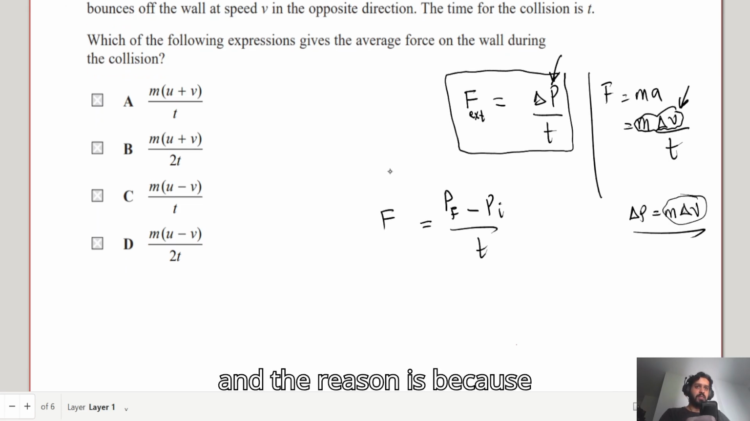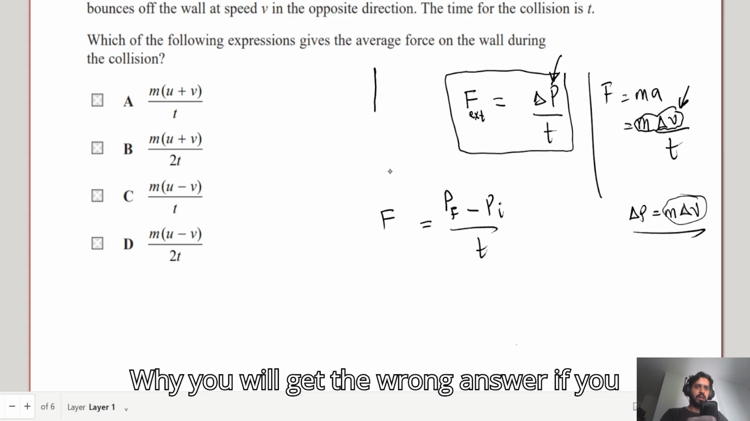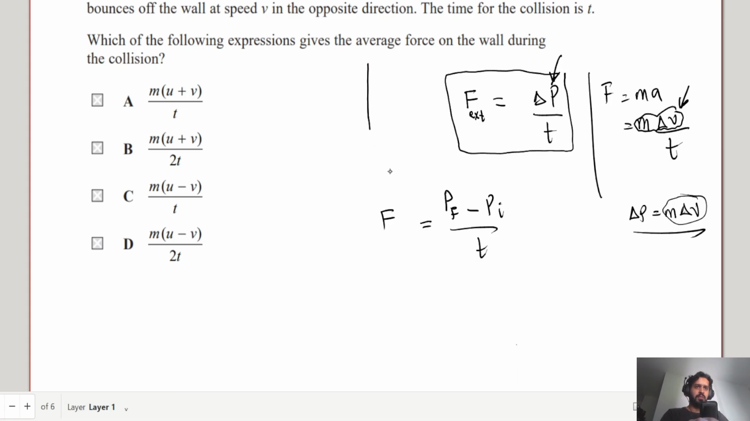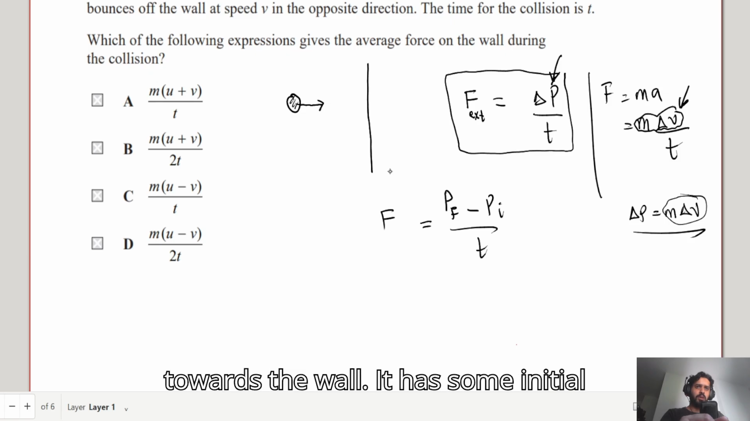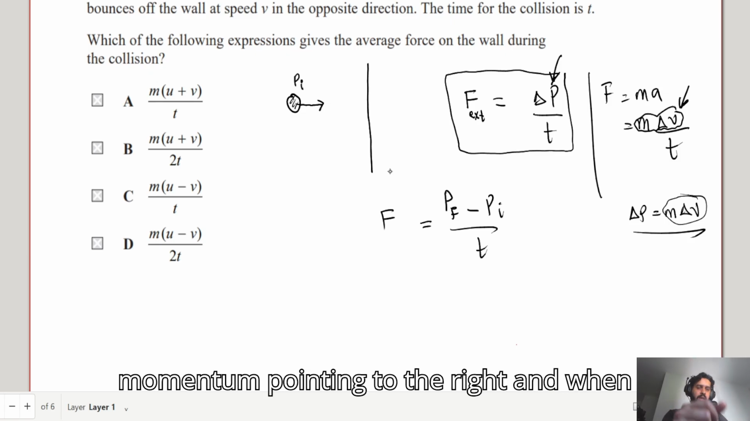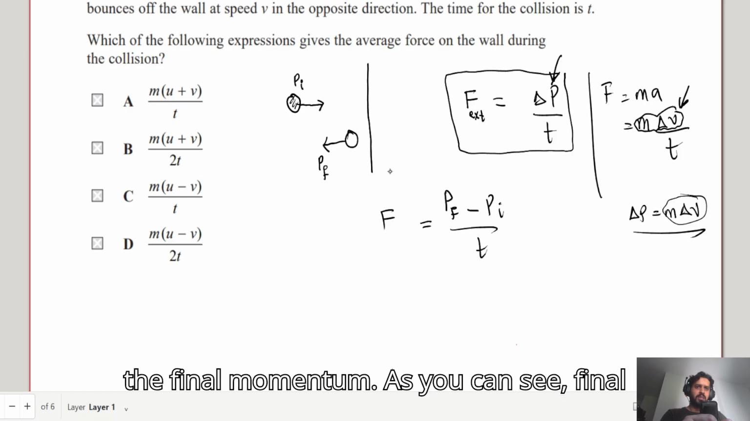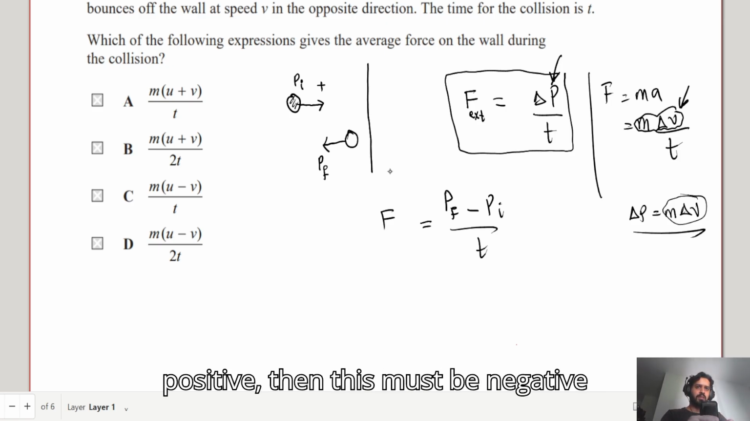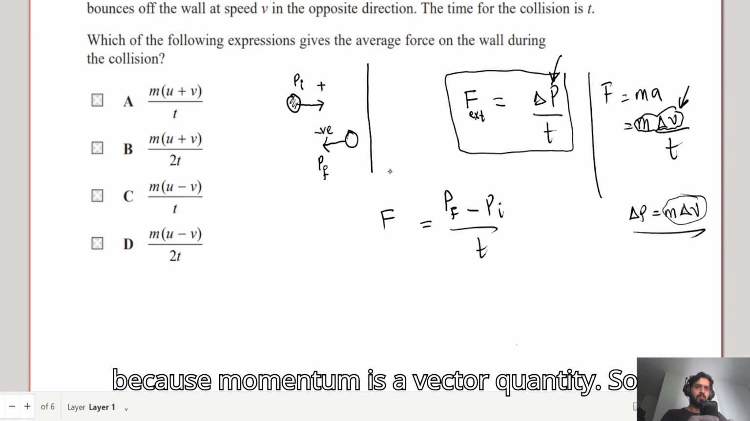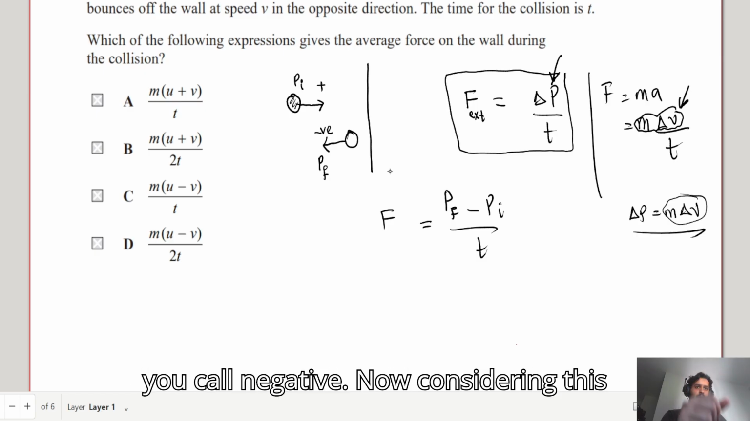And the reason is that when I draw the diagram, you will see why you will get the wrong answer if you just plug all of these things in without imagining what is happening. So momentum, remember, is a vector quantity. This ball is moving towards the wall. It has some initial momentum pointing to the right. And when it reflects from the wall, this is the final momentum. As you can see, final momentum is pointing in the opposite direction. So if this direction is positive, then this must be negative, because momentum is a vector quantity. So you have to be careful which direction you call positive and which one you call negative.